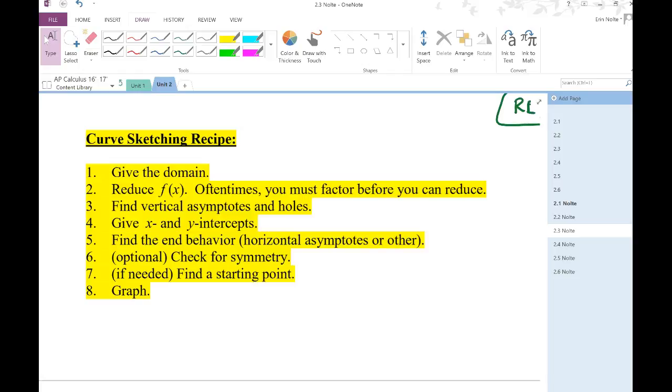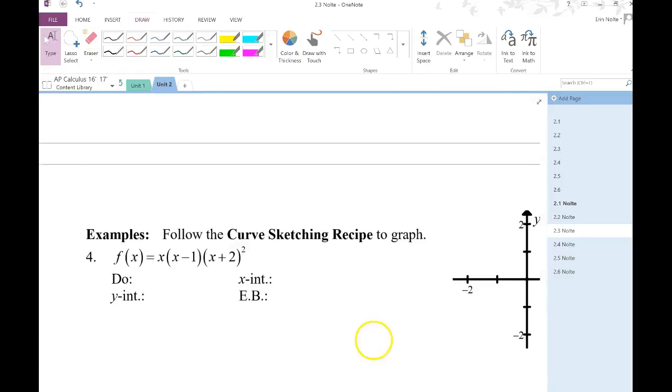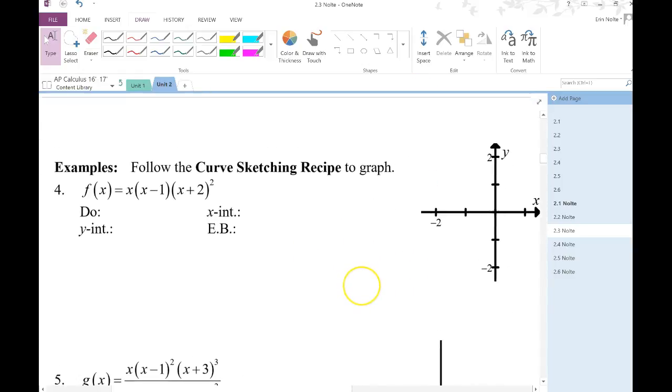You can find a starting point by plugging in x's and coming up with y's, and then just graphing those points. Okay, you guys ready? Okay, here we go.